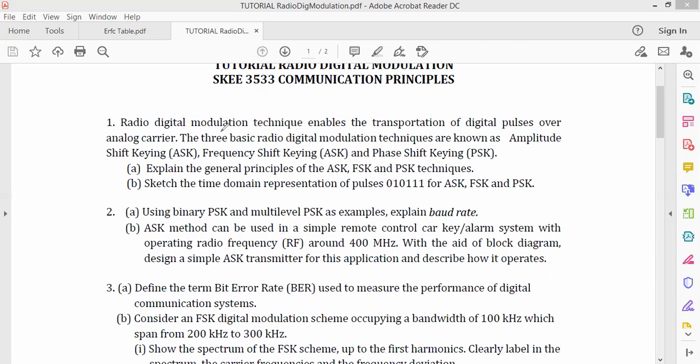Radio digital modulation technique enables the transportation of digital pulses over an analog carrier. The three basic radio digital modulation techniques are known as ASK, FSK, and PSK. Explain the general principles of ASK, FSK, and PSK techniques. This one is already mentioned in the lecture.